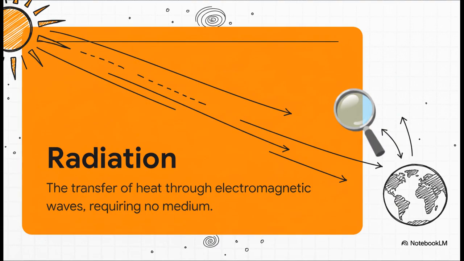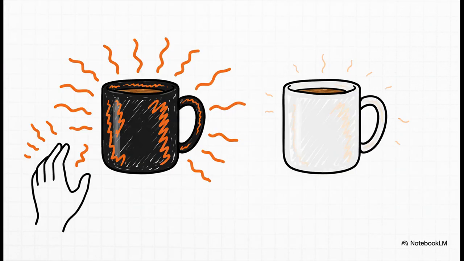And last but not least, we have radiation. Now, this one's different. It's heat that travels as invisible electromagnetic waves, specifically infrared waves. It doesn't need to touch anything. It doesn't need to ride on any fluid. It's exactly how the heat from the sun gets to us across the empty vacuum of space. And believe it or not, your coffee mug is doing the same thing. It's constantly radiating heat out into the room.